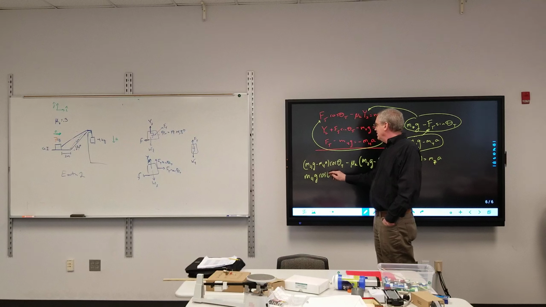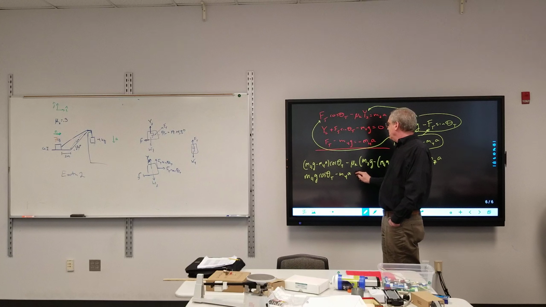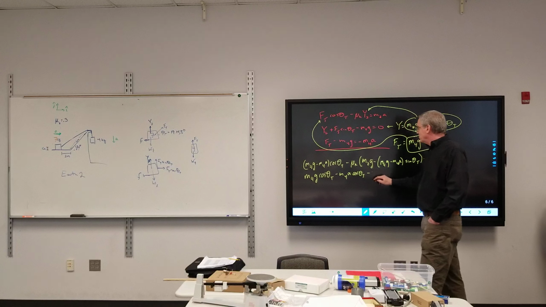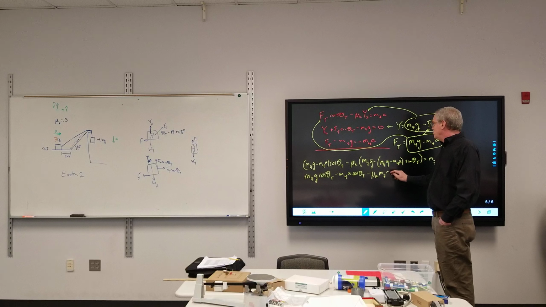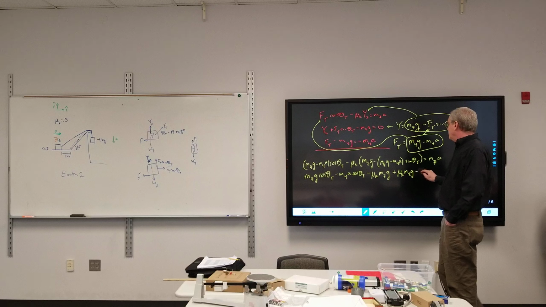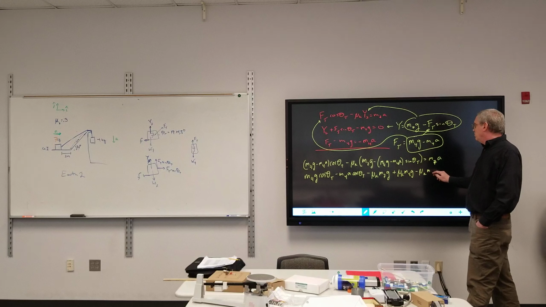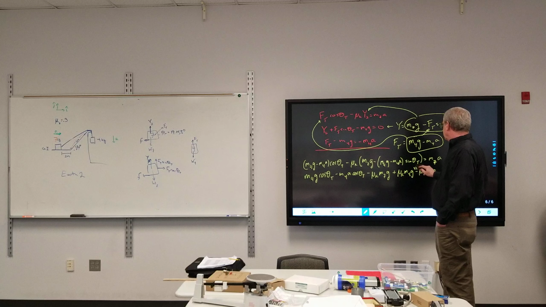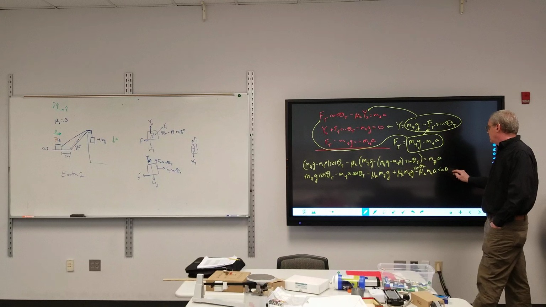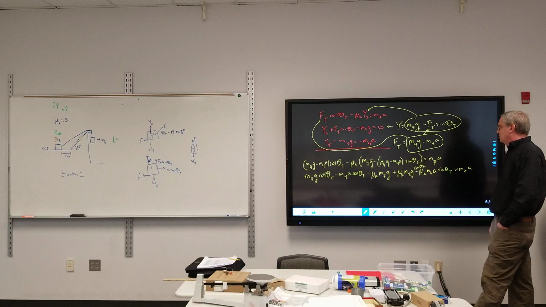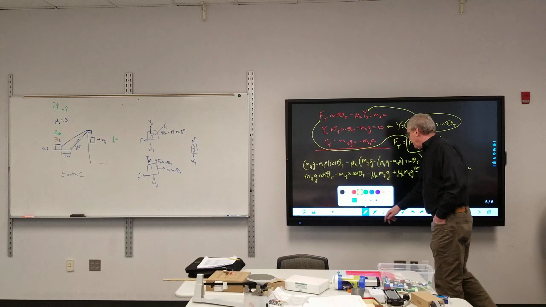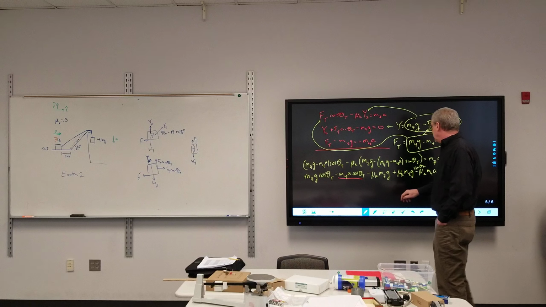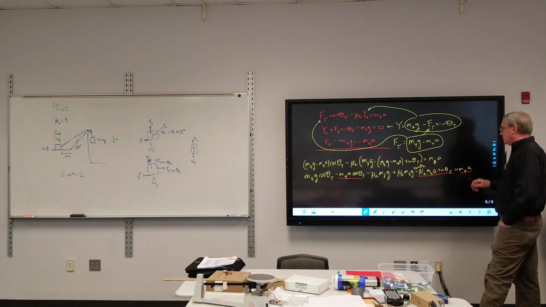M4G cosine theta T minus M4A cosine theta T minus mu K M7G plus mu K M4G minus mu K M4A, but that is sine theta there. So that will be sine theta T equals M7A. So the terms I have with A in it, I've got this term, and this term, and that term.